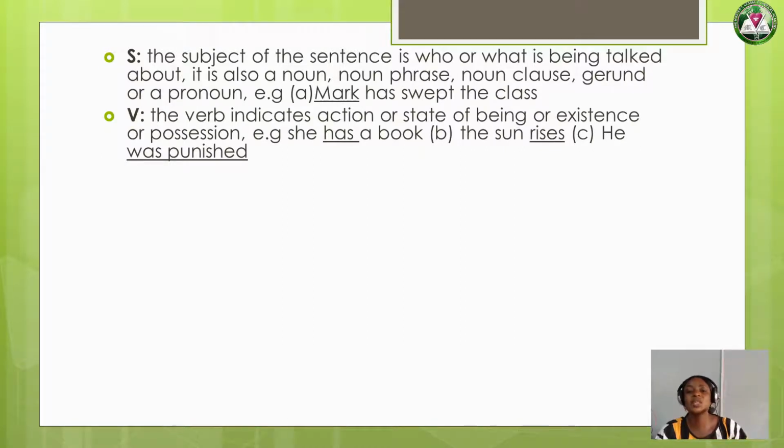So now we know that the subject is the performer or the doer of the action in the sentence. We also say it is who or what is being talked about. So it can be a person, it can be an object, it can be anything. We also say that a subject can be a noun phrase, a noun clause, a gerund, or a pronoun. I hope you're understanding what we're saying.